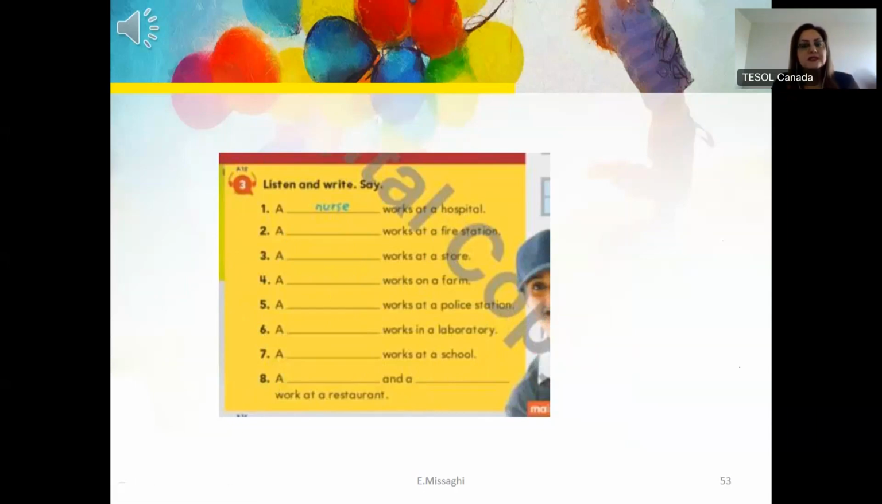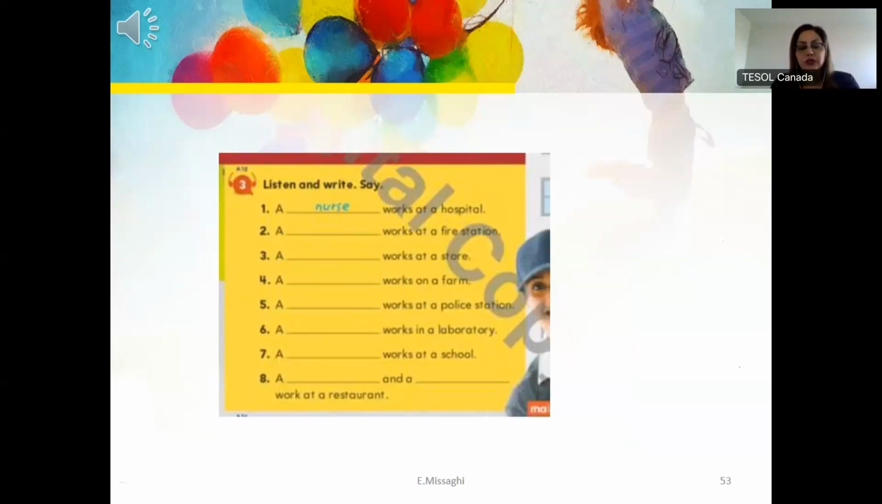So that is top-down. Who works at a hospital? A nurse. Who works at a fire station? A firefighter. Who works on a farm? A farmer. So they need the new words.